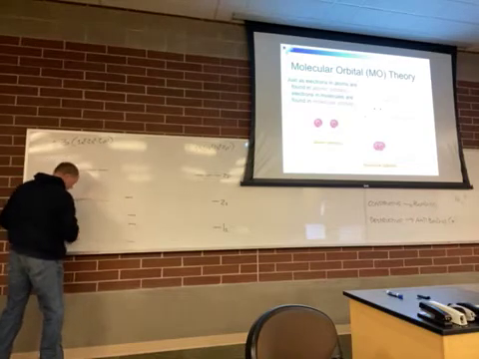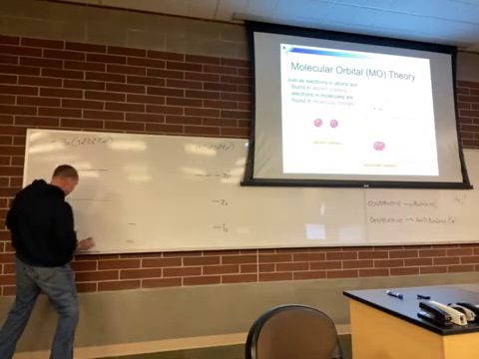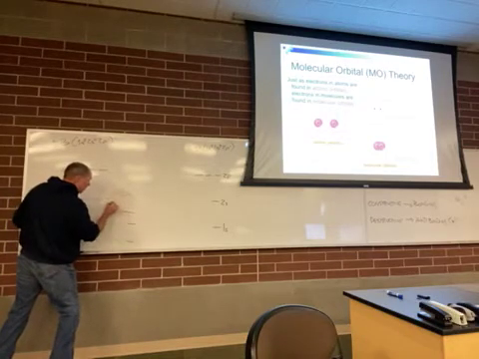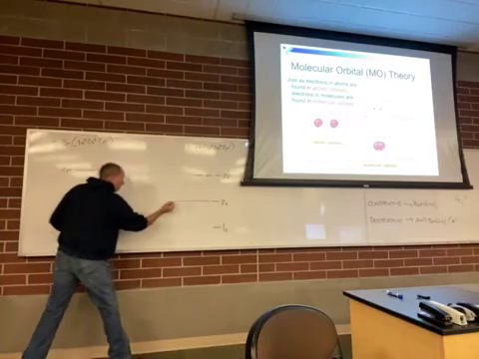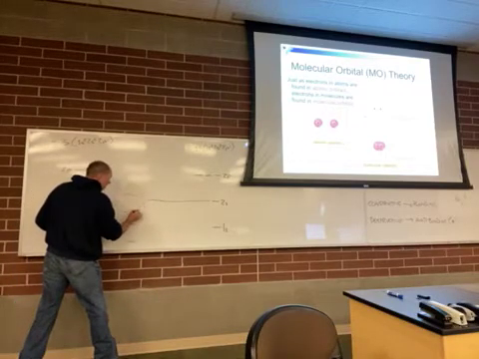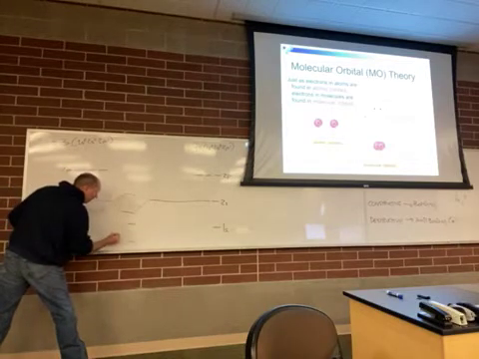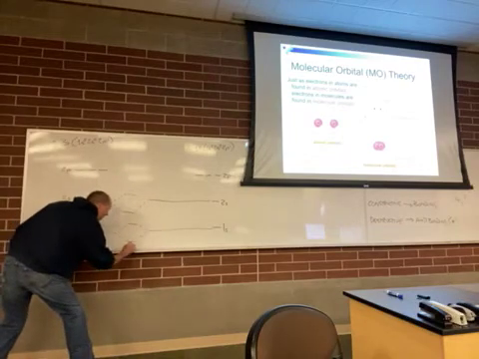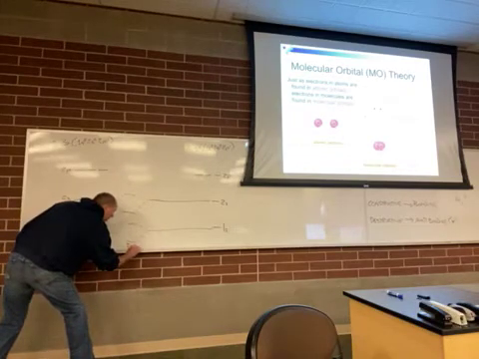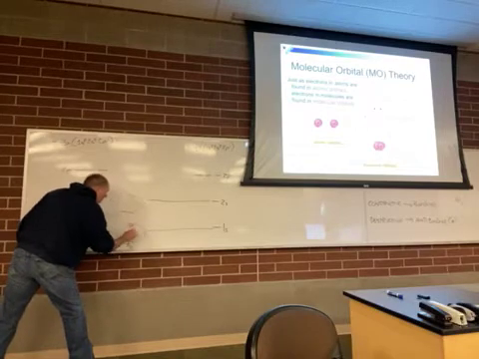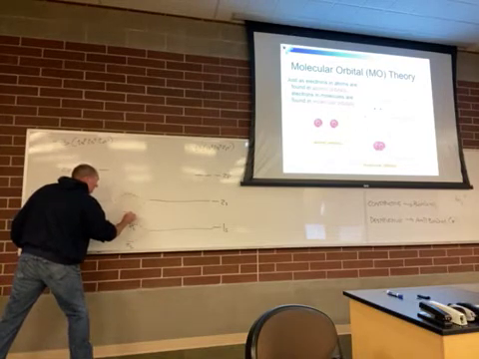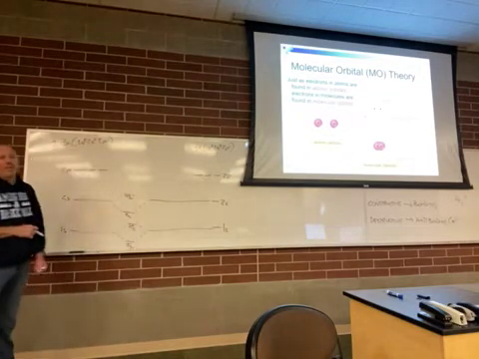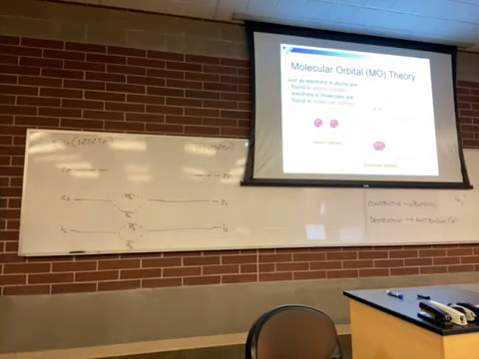So this has a probability here or here. This has a probability of here or here. This has a probability of here or here. This has a probability of here or here. We call this the sigma 1s, the sigma star 1s. We call this the sigma 2s, and we call this the sigma star 2s. We all tracking? Okay. Here's where it gets fun.